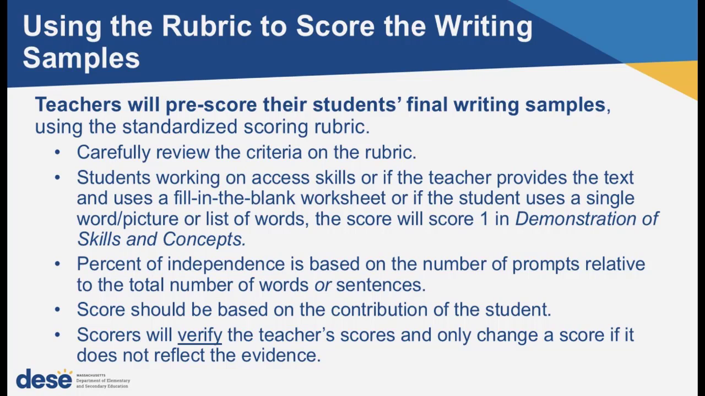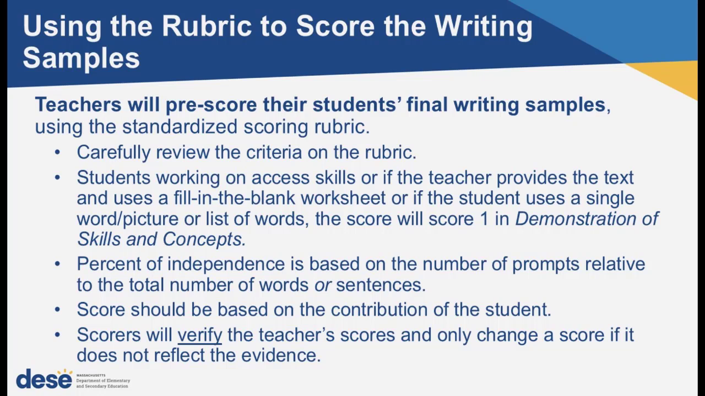If your student is working on access skills, or if the student is only able to fill in the blank on a worksheet or use single words or pictures, then the score will be a 1 in all 4 of those demonstration of skills and concepts. And we'll show you what that looks like in a moment.